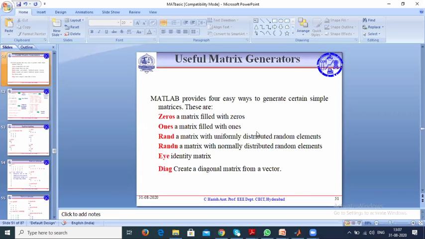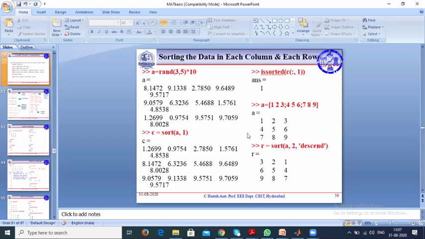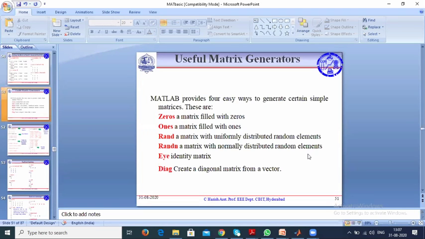Whether I have started this one, useful matrix generators, zeros, a matrix full of zeros. Do you remember? No, sir. Okay. I think I have completed the sorting here, right? Sorting I have done.